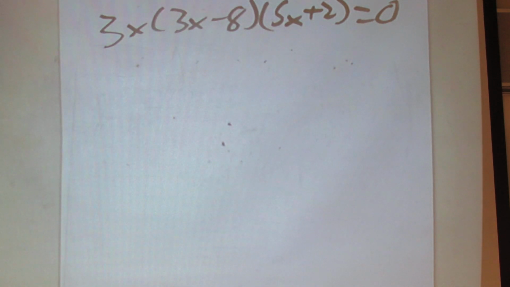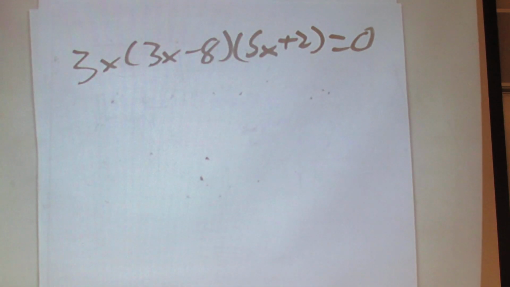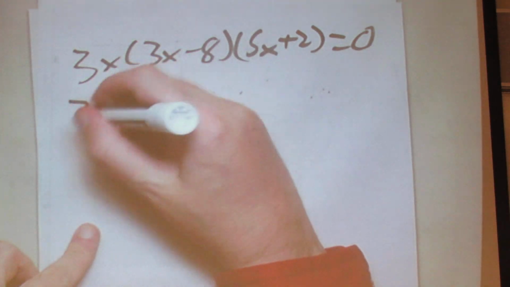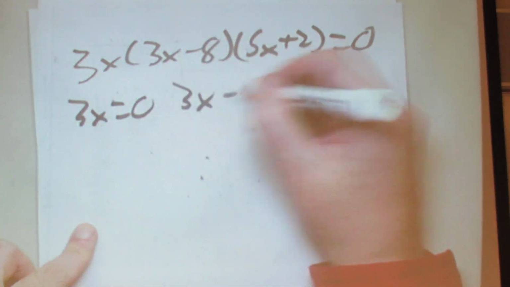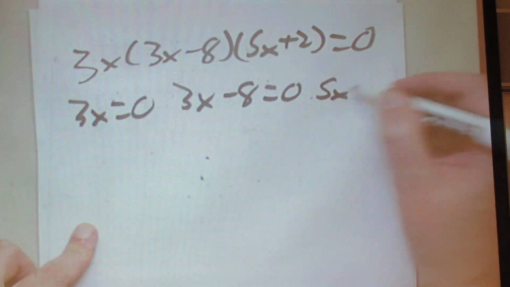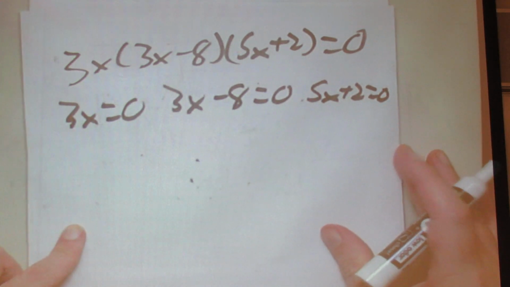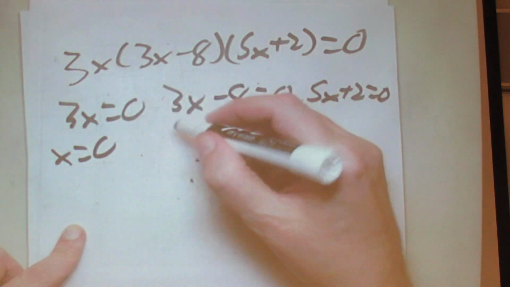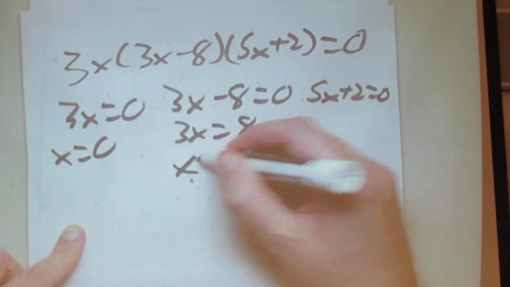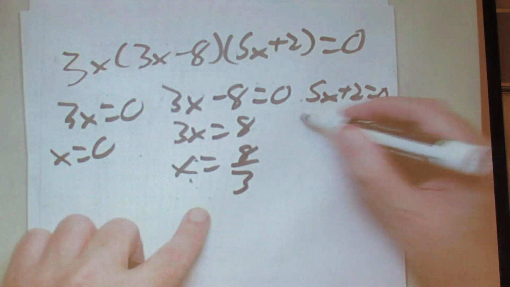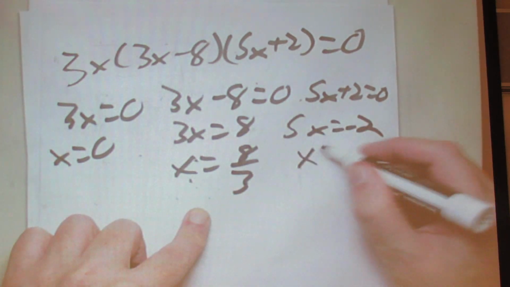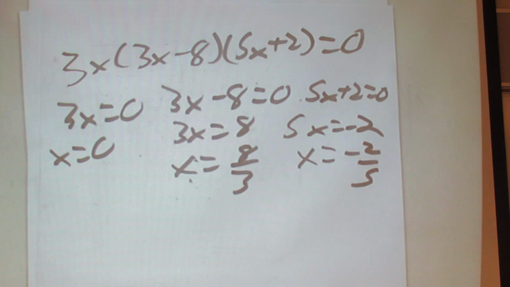Another type of question you're going to have is solving for x, and we have 3x times (3x minus 8) times (5x plus 2). This is already factored for you, so you don't need to do anything. Because it equals 0, we can say 3x equals 0, 3x minus 8 equals 0, and 5x plus 2 equals 0. So x can equal 0, 3x equals 8, or x equals 8 over 3, 5x equals negative 2, or x equals negative 2 over 5.